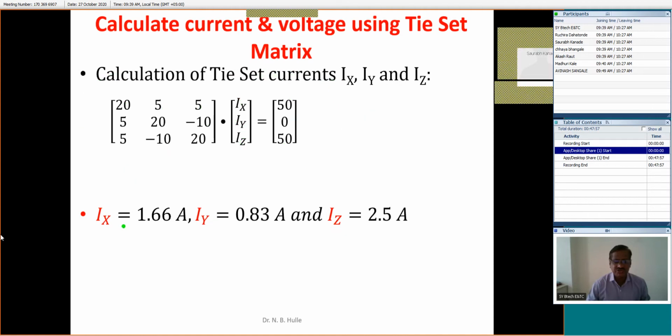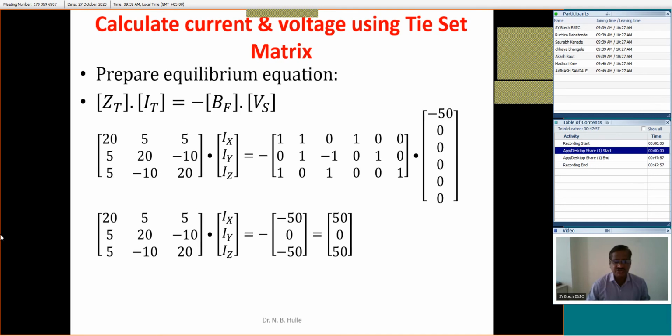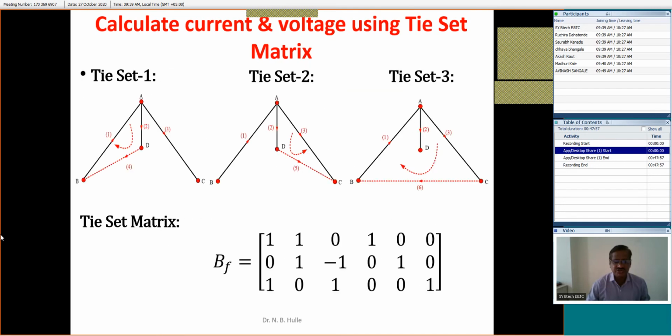In this step, we have calculated the tie set currents. This is the first tie set current, this is the second tie set current, and this is the third tie set current. The first tie set current is nothing but the first loop current. This is the second tie set current, which is Iy, and this is the third tie set current, which is Iz. We have calculated these loop currents Ix, Iy, and Iz. These are tie set 1, tie set 2, and tie set 3.